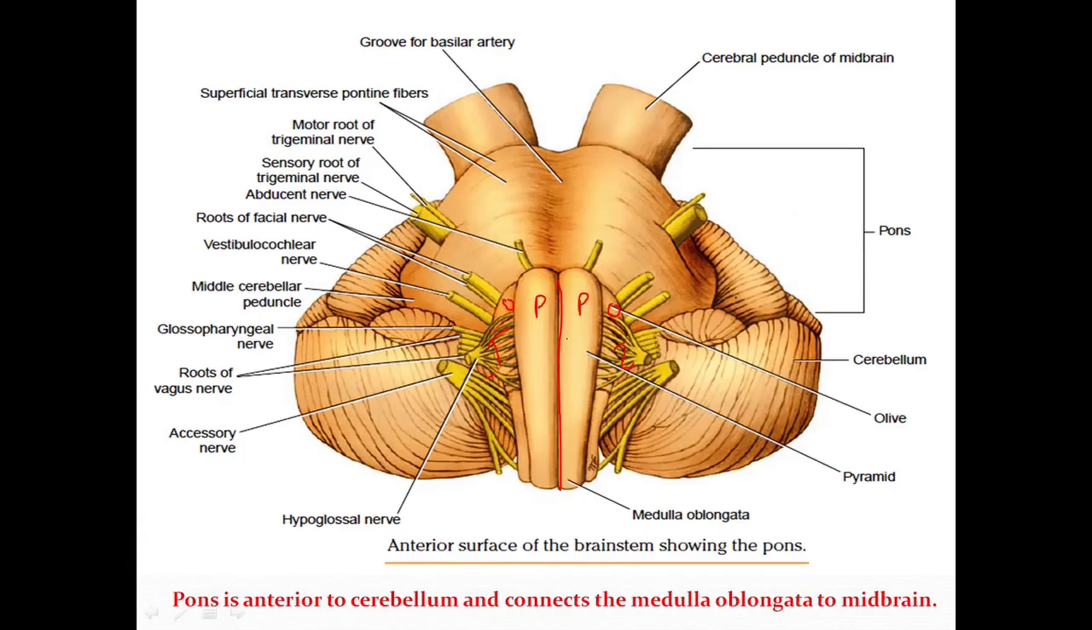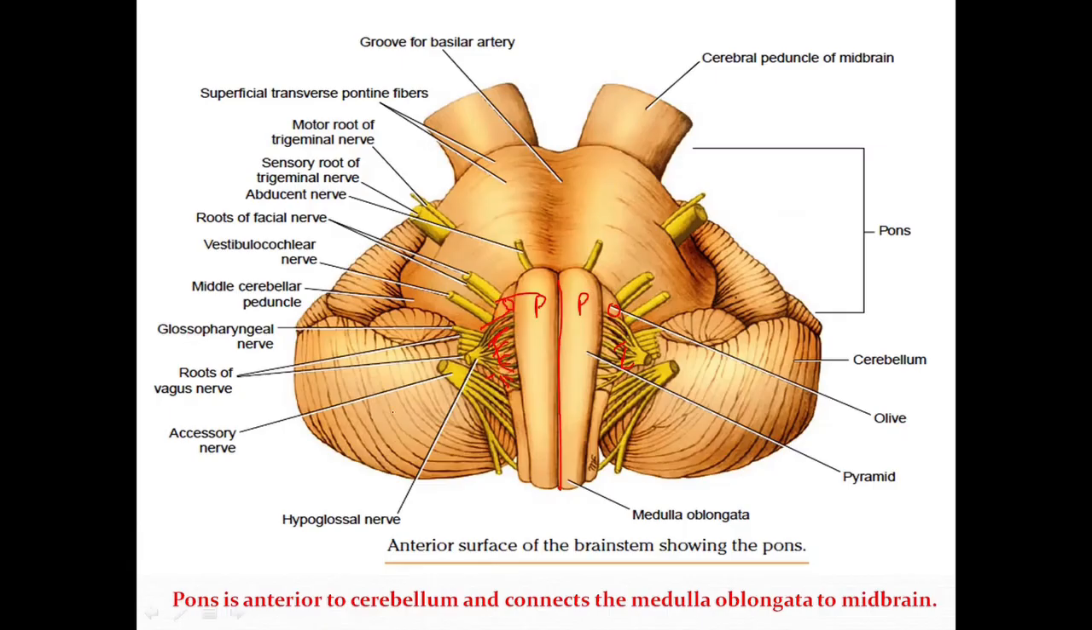Here we are supposed to remember that certain cranial nerves emerge outside. Try to observe the rootlets. Hypoglossal nerve rootlets emerge at the junction between the pyramid and the olive, as the twelfth cranial nerve.